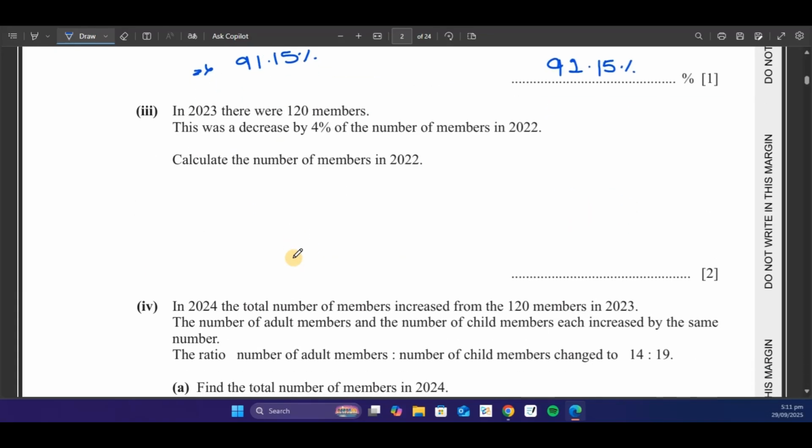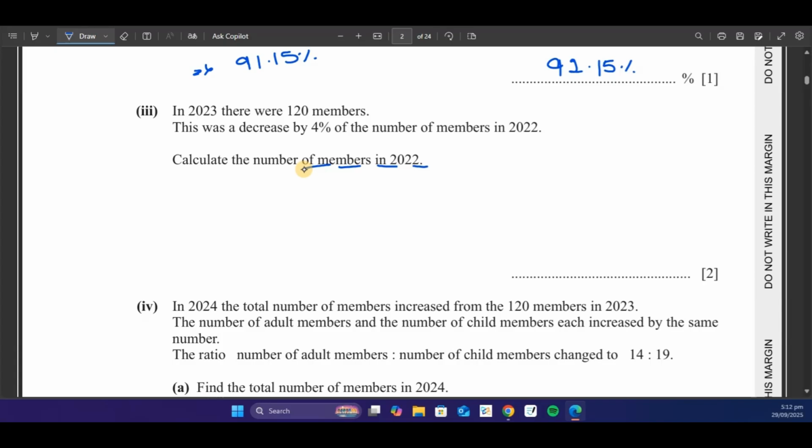Part 3. In 2023, there were 120 members. This was a decrease by 4% of the number of members in 2022. Calculate the number of members in 2022. So we know that in 2023 there were 120 members, but we do not know how many members were there in 2022. But we do know that there was a decrease of 4%.